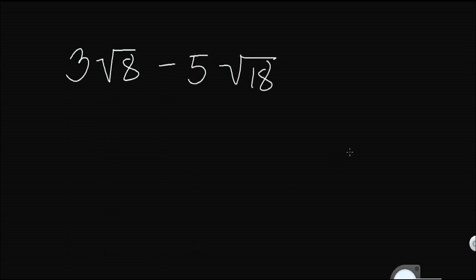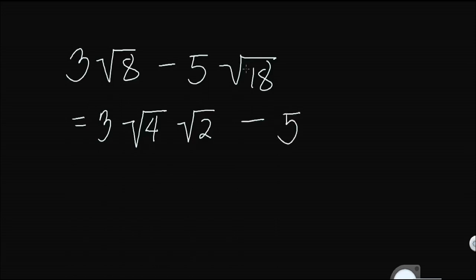Sometimes we need to simplify. Before we add, we need to simplify first the radicals or radical expressions. So in this given, we have 3 square root of 8 minus 5 square root of 18. So they are not the same, no? The numbers inside the roots are not the same. Let's simplify first. So for square root of 8, 4 goes into 8. That is a perfect square number. 8 divided by 4 is 2.